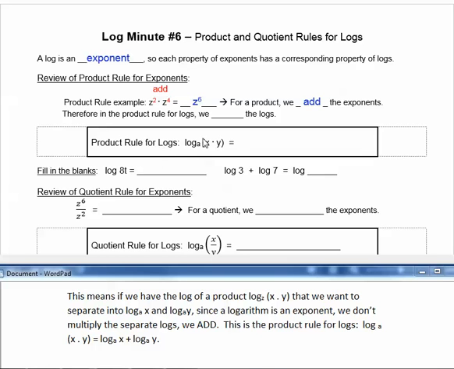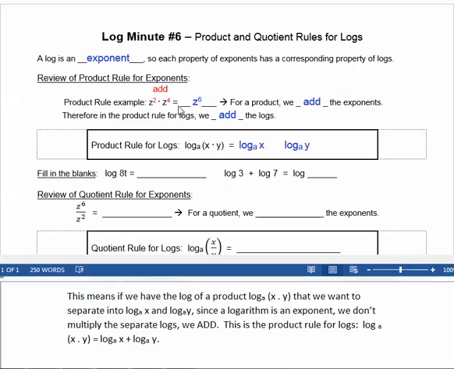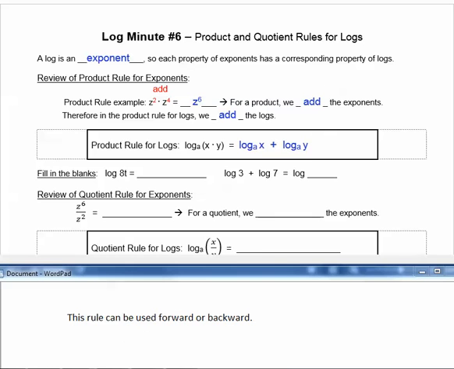This means if we have the log of a product, log of x times y, that we want to separate into log base a of x and log base a of y. Since a logarithm is an exponent, we don't multiply the separate logs, we add. This is the product rule for logs. Log base a of x times y equals log base a of x plus log base a of y. This rule can be used forward or backward, this direction or that direction.